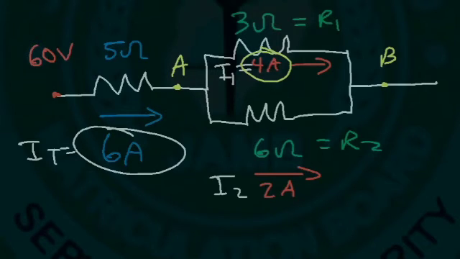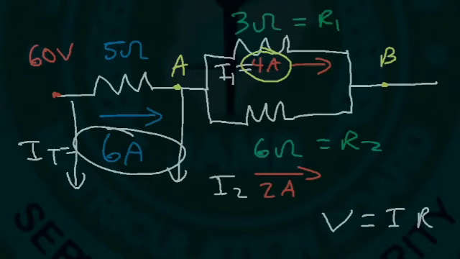Now, how can we find the voltage at point A? So what we need to do is find the voltage across the 5 ohm resistor. So V equals IR. The current that flows through the 5 ohm resistor is 6 amps times the R value of 5. That gives us 30 volts. Now the voltage at point A, is it greater than or less than 60?